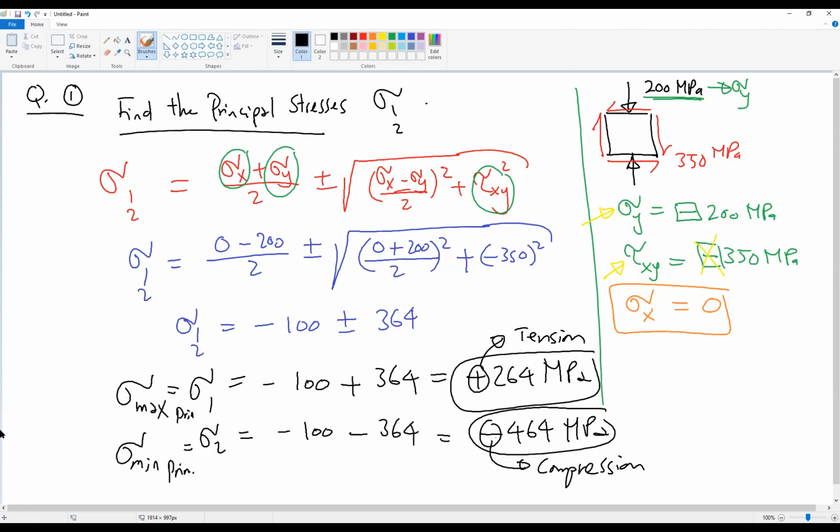Do you have any problem with question 1? I think it's just straightforward. So now we can shift to the second problem.